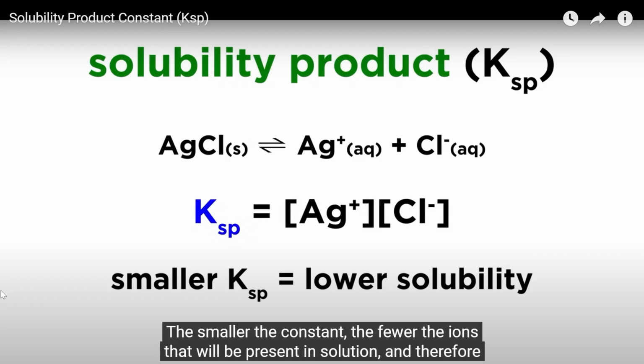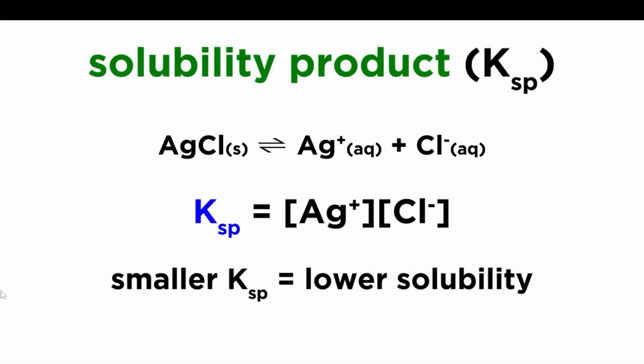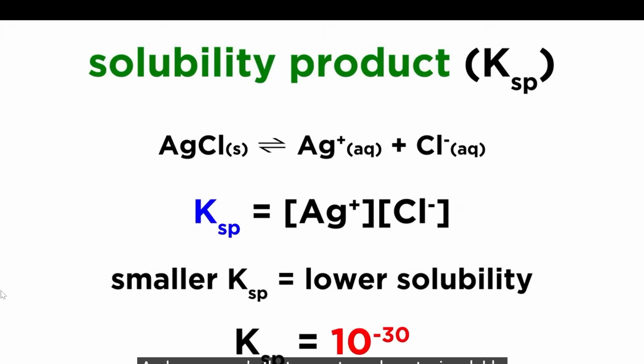Okay? And therefore, the less soluble the substance must be. And compounds that are extremely water insoluble will have KSP values on the order of 10 to the negative 30, negative 50, or even smaller.